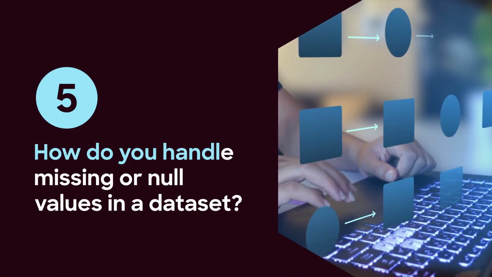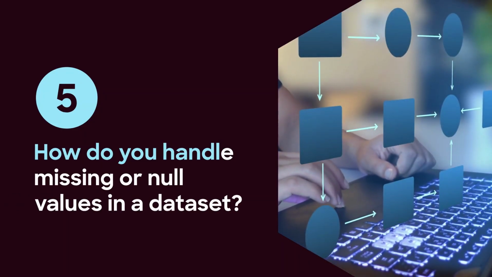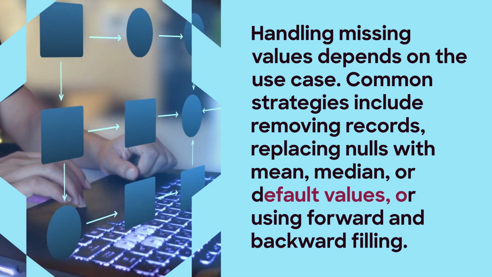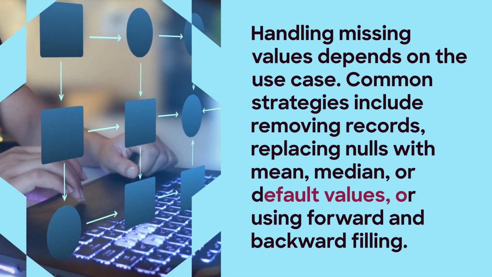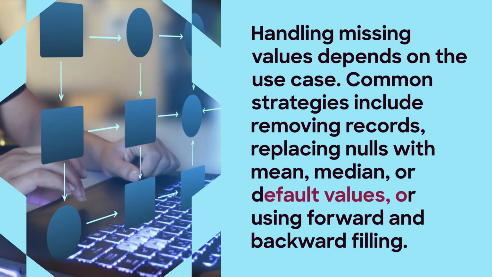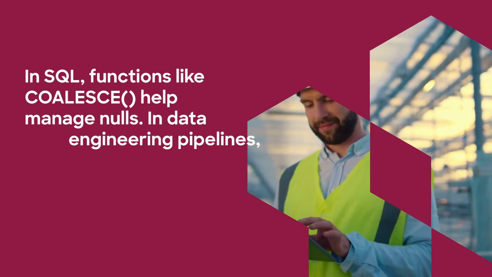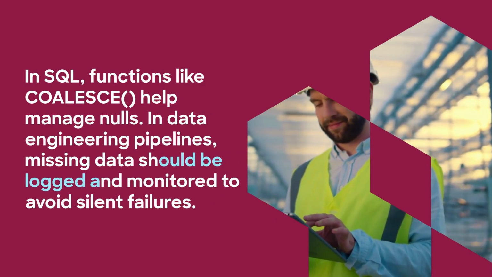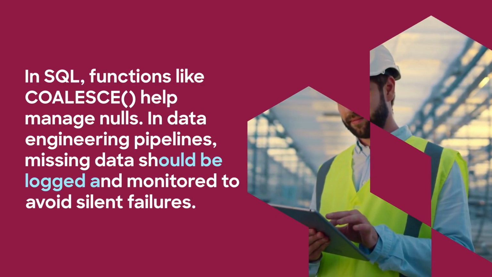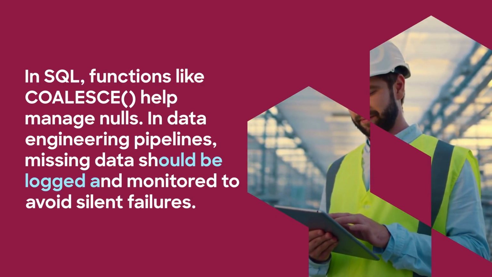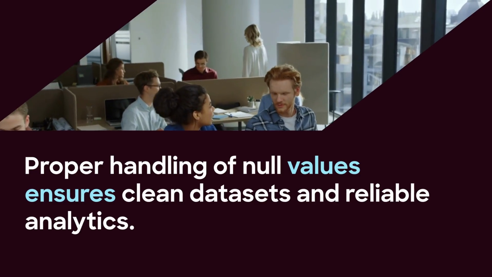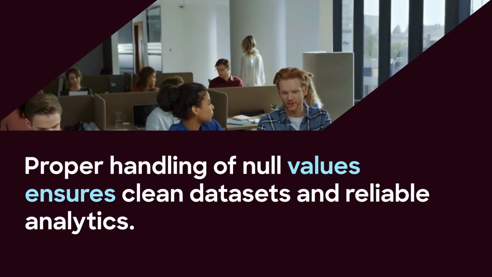5. How do you handle missing or null values in a dataset? Handling missing values depends on the use case. Common strategies include removing records, replacing nulls with mean, median, or default values, or using forward and backward filling. In SQL, functions like coalesce help manage nulls. In data engineering pipelines, missing data should be logged and monitored to avoid silent failures. Proper handling of null values ensures clean datasets and reliable analytics.